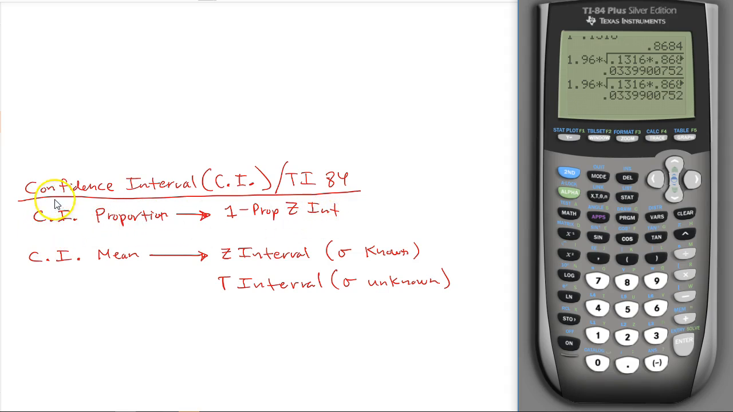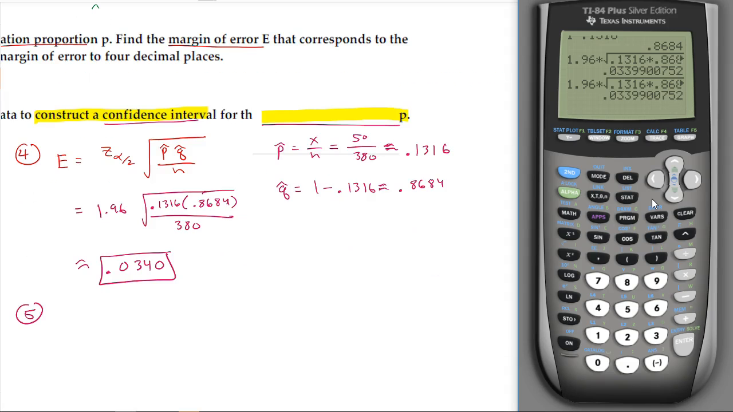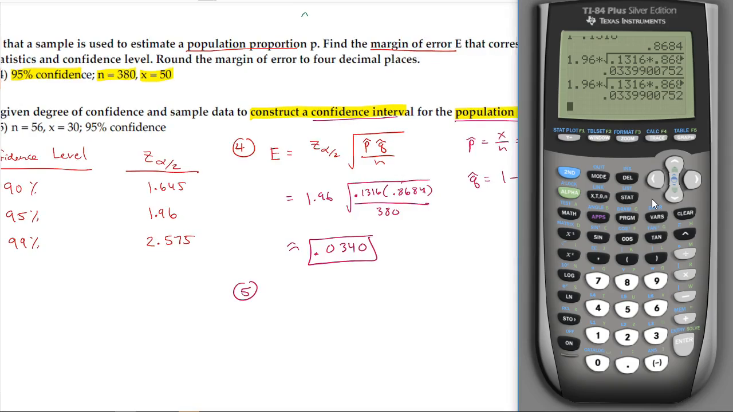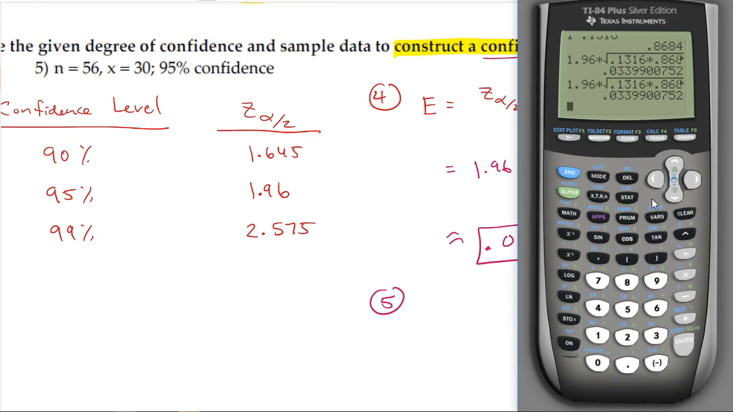If we're constructing a confidence interval for a population mean, there's two functions. There's ZInterval and then there's TInterval. ZInterval is where we know sigma. Sigma is known. And the TInterval, we use when sigma is unknown. And again, sigma is the population standard deviation. So in this problem, we are constructing a confidence interval for a population proportion, which means we're going to use 1-PropZInt.